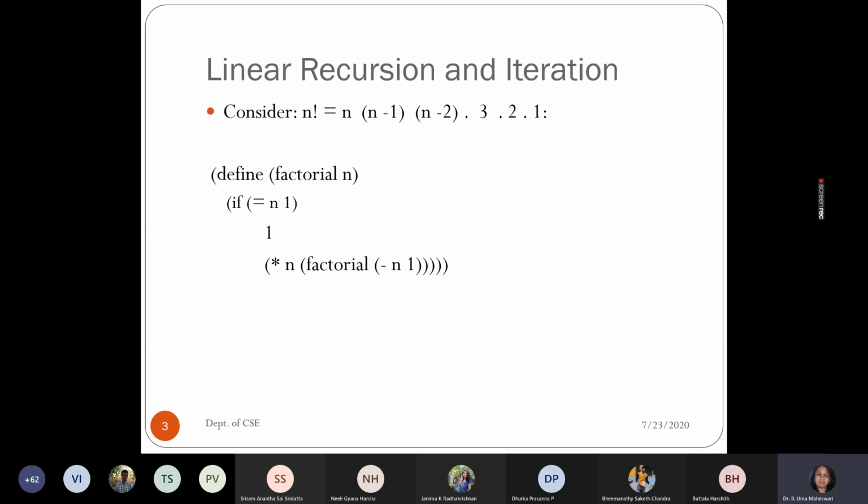So if I ask you to write a Lisp program, you will write like this: defining factorial, which will operate on one argument, and you will recursively call n into factorial of n minus 1. For termination, you will have a base condition: if n equal to 1, return 1. So for this kind of procedure definition, can you give the process, how the process will be evolving? For each procedure, there are processes associated. Process in the sense what, how the computer is going to solve this particular procedure and give you a result.